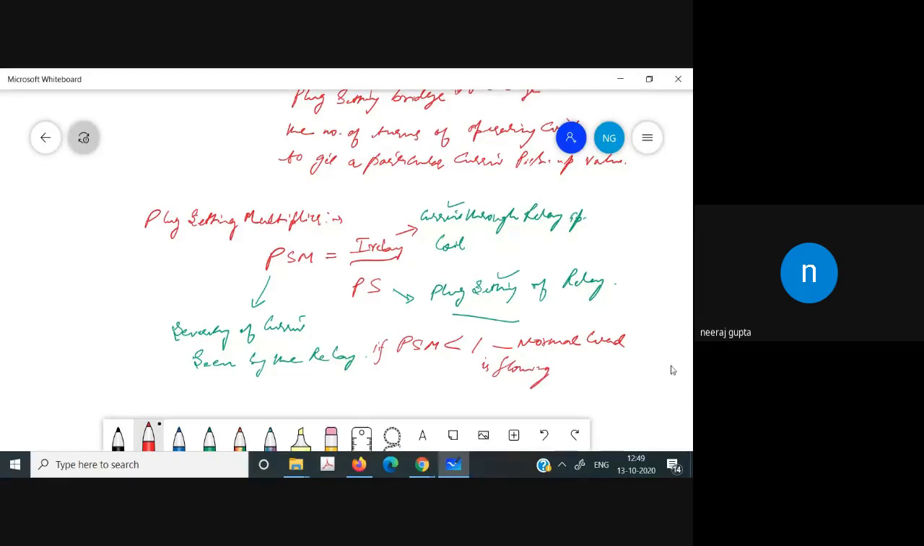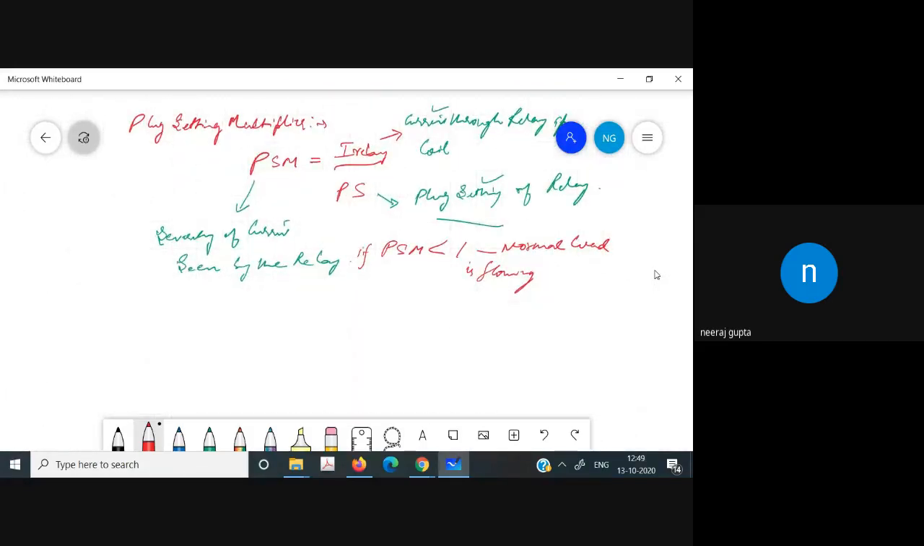And if PSM is greater than 1, then in that very case, the relay is supposed to pick up. It means that the relay will operate. That is, the relay is supposed to pick up. So the higher the value of the PSM, the more serious the fault will be.